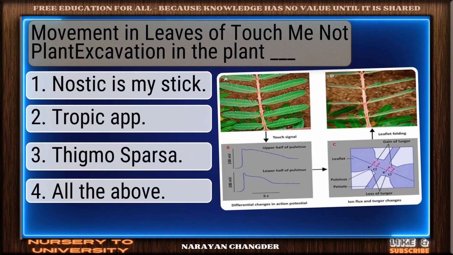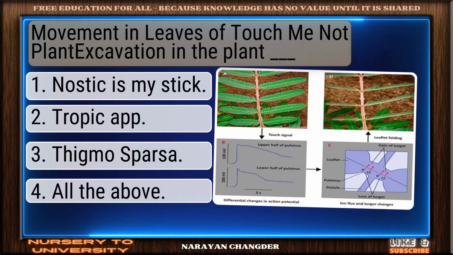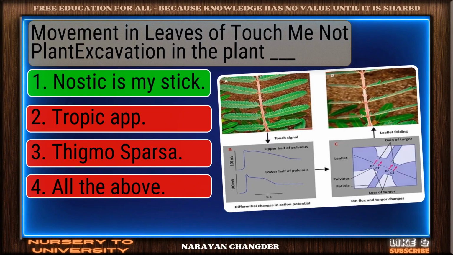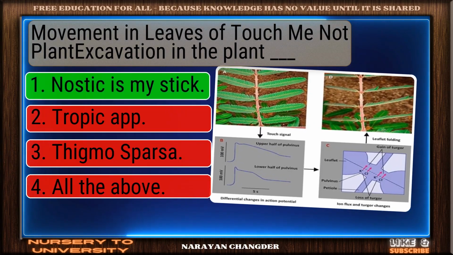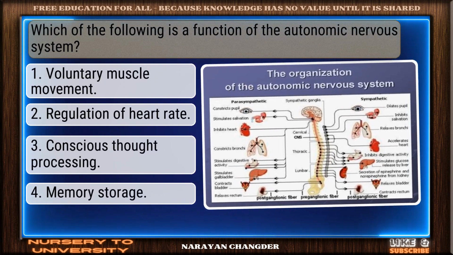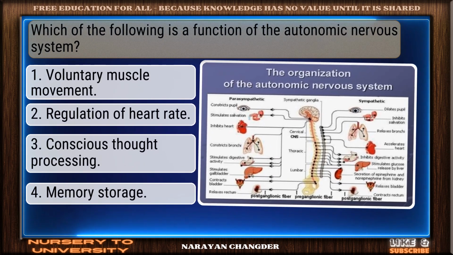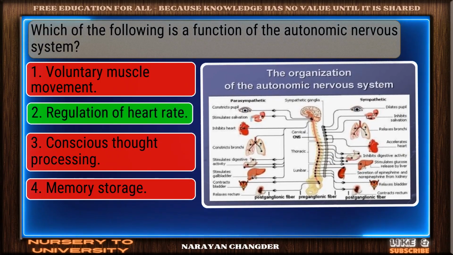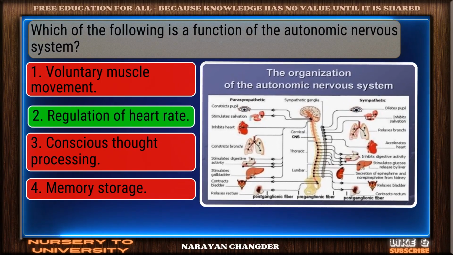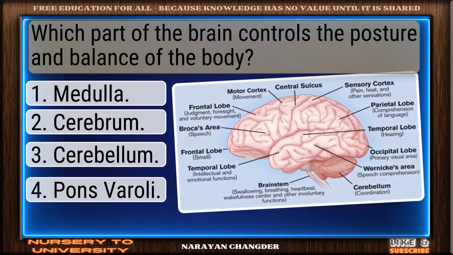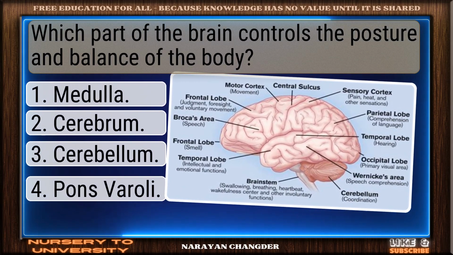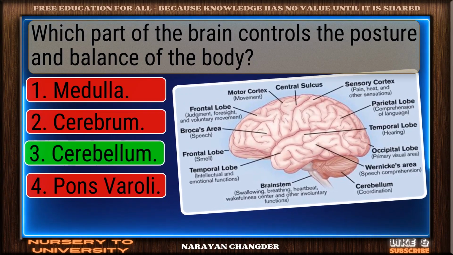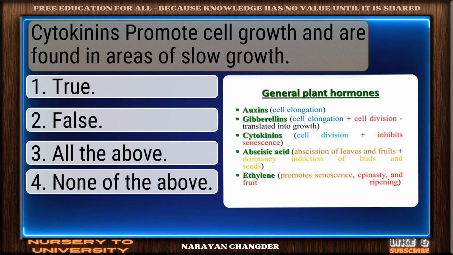Movement in leaves of touch-me-not plant is an example of dash. Excellent. Nastic movement is well reasoned. Which of the following is a function of the autonomic nervous system? Well reasoned. Regulation of heart rate is correct. Which part of the brain controls the posture and balance of the body? Excellent choice. Cerebellum is right.